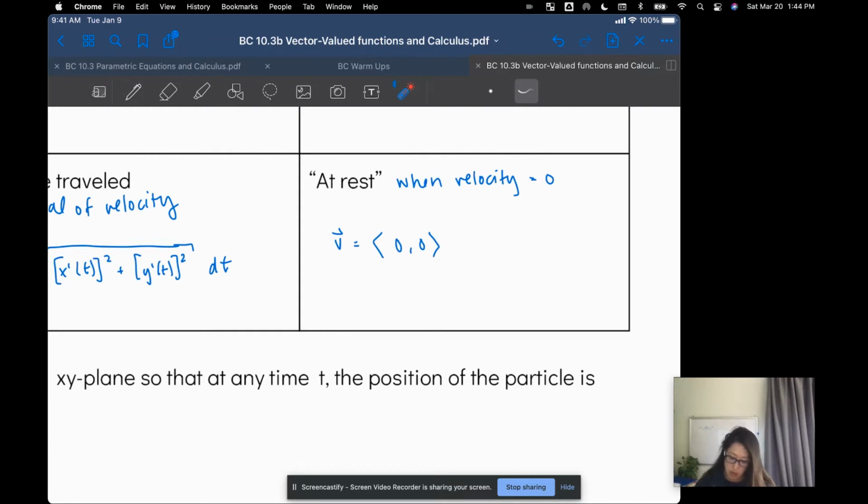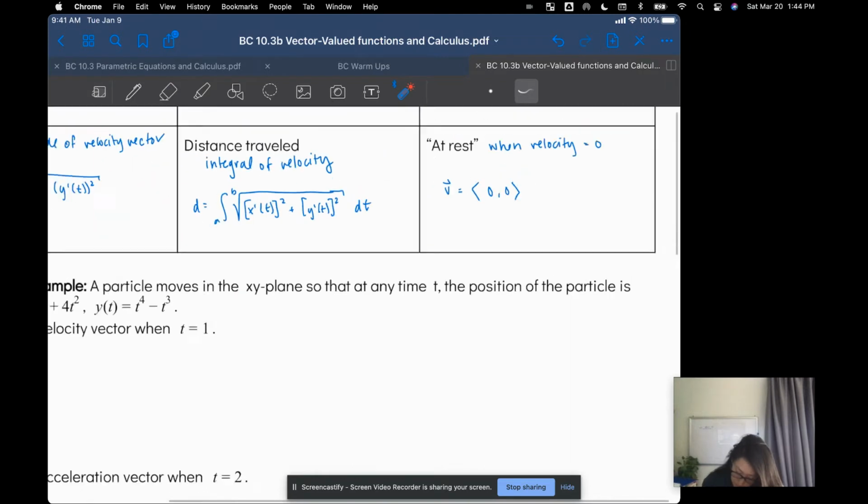And then the particle or the vector is at rest when the velocity is equal to 0, but the velocity has to be 0 in both the x direction and the y direction. Otherwise, you're still moving; if the y was 1, then you'd be moving up still. So when you're at rest, you're neither moving left or right nor up and down.